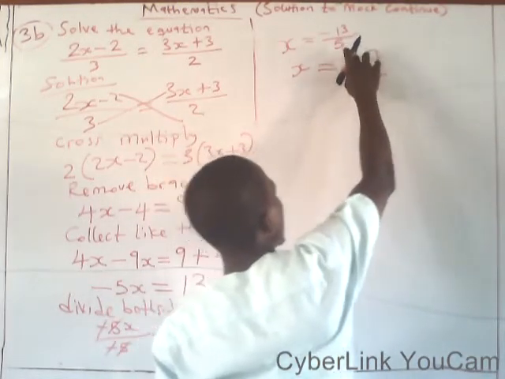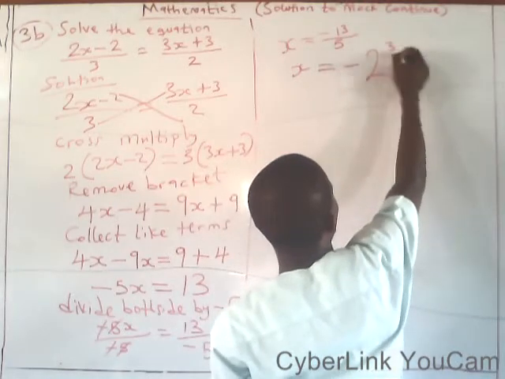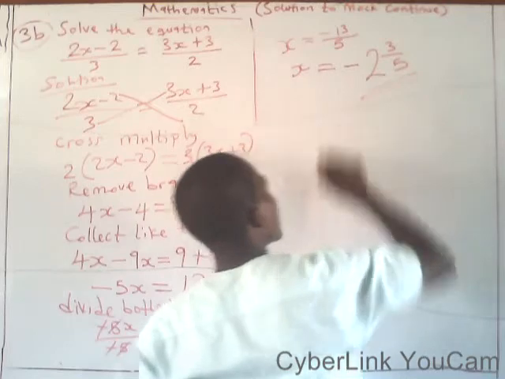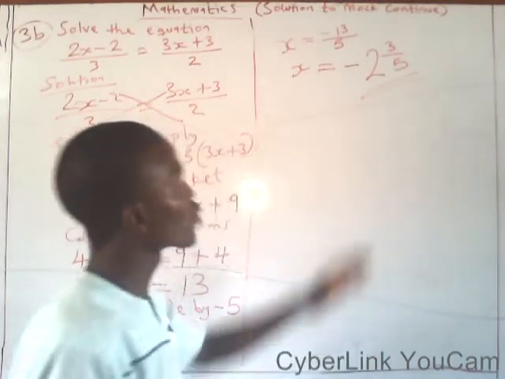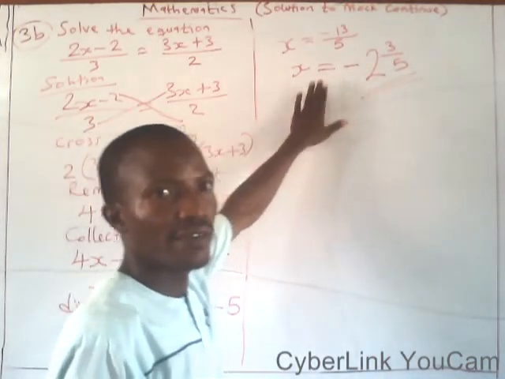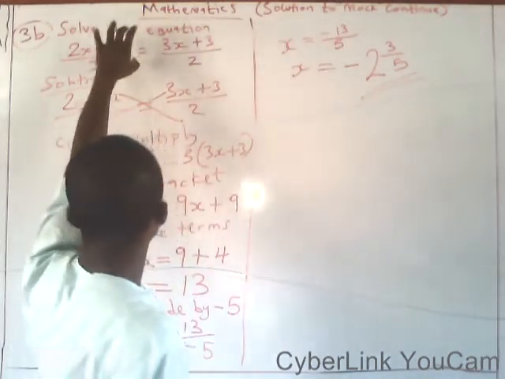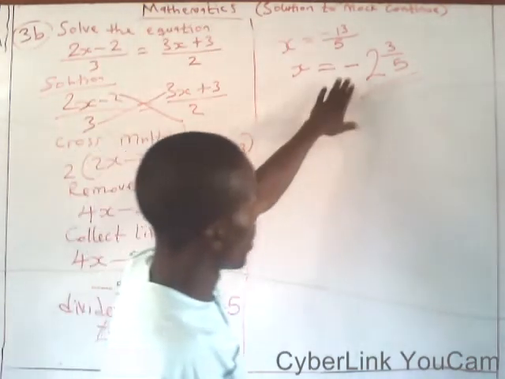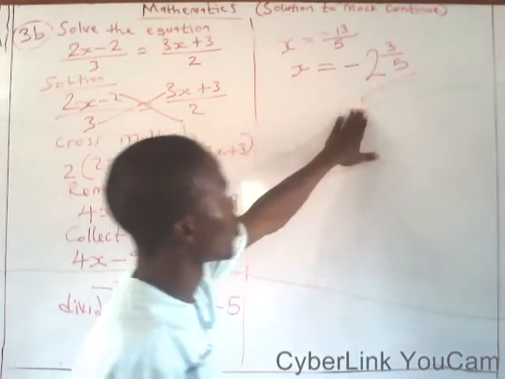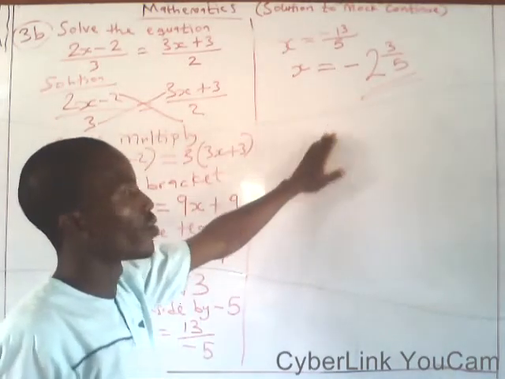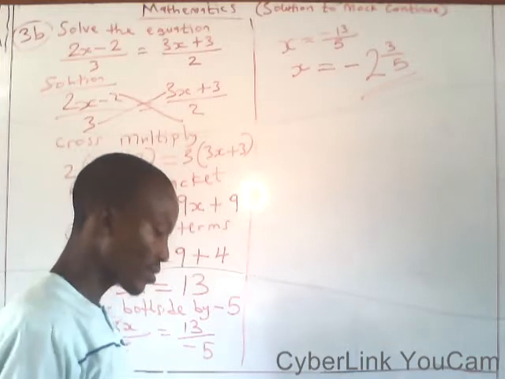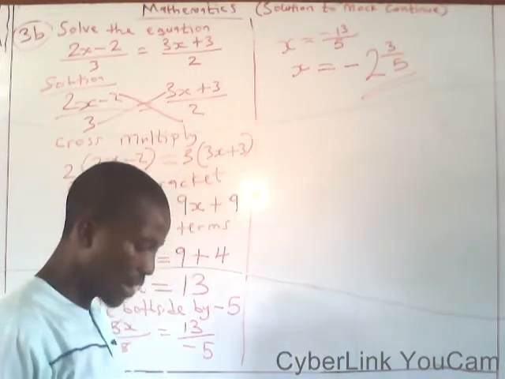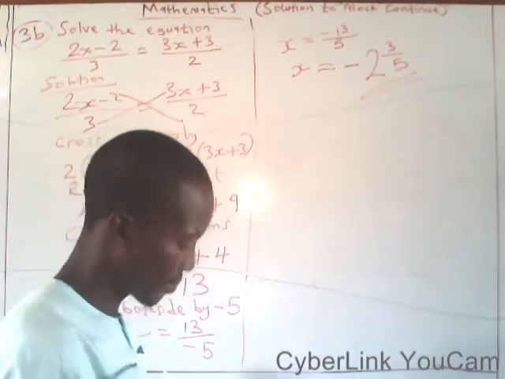minus 2 whole number, 3 all over 5. And that will be our final answer for the case of question number 3b. That is minus 2 whole number, 3 all over 5. Now the next question that we have, that is question number 3c.